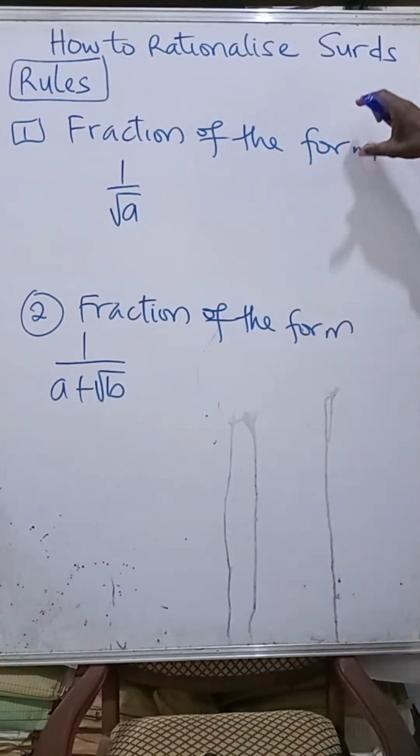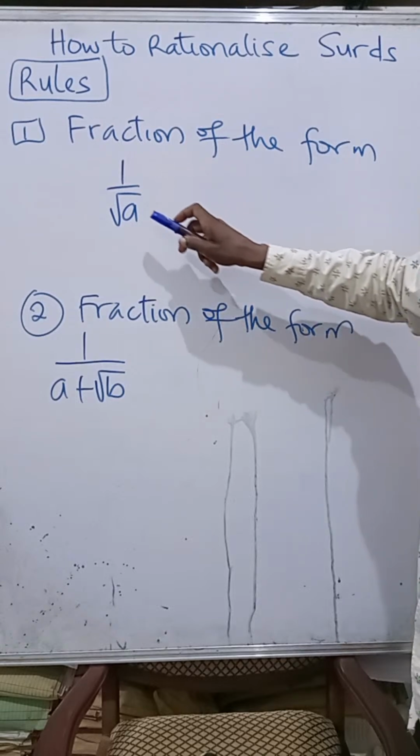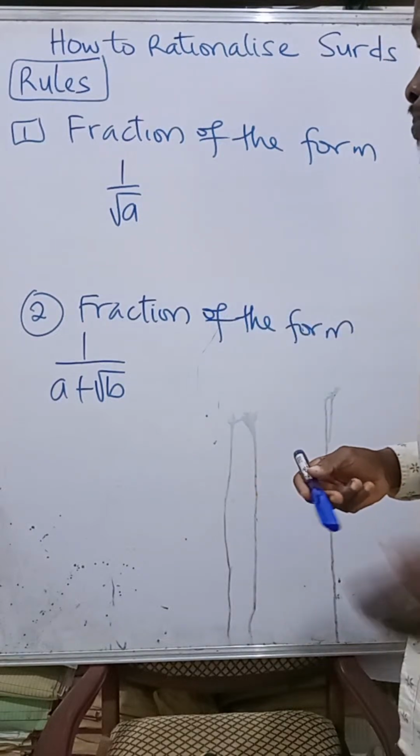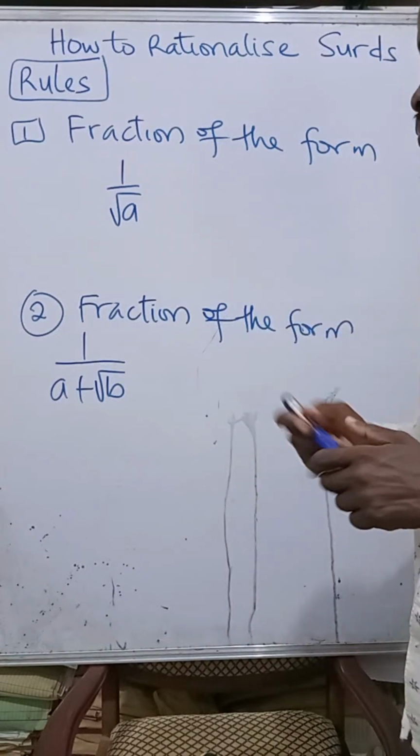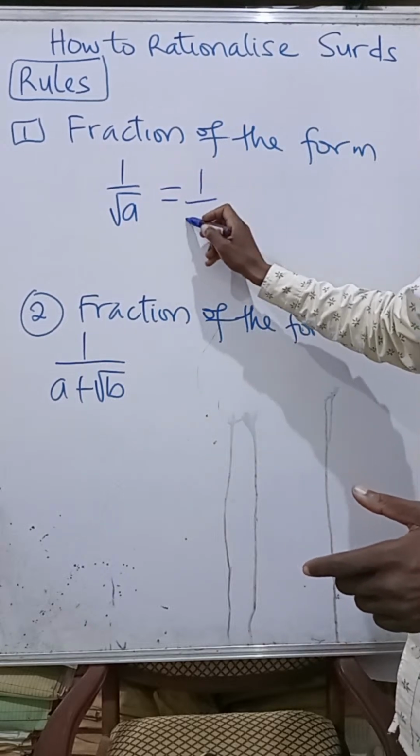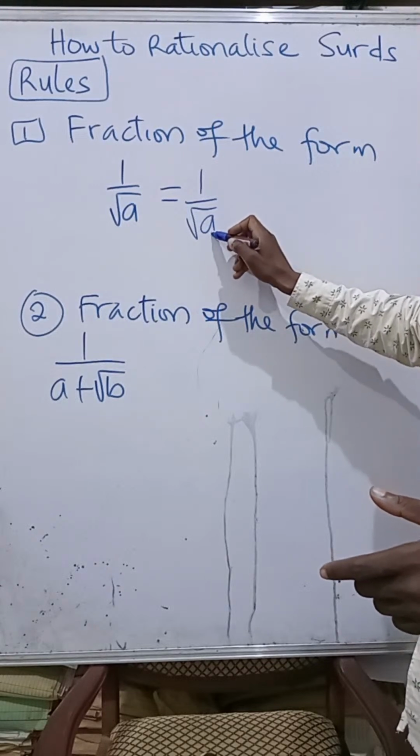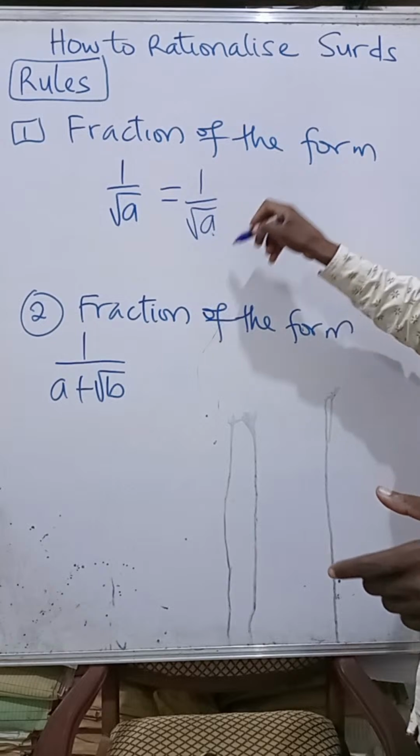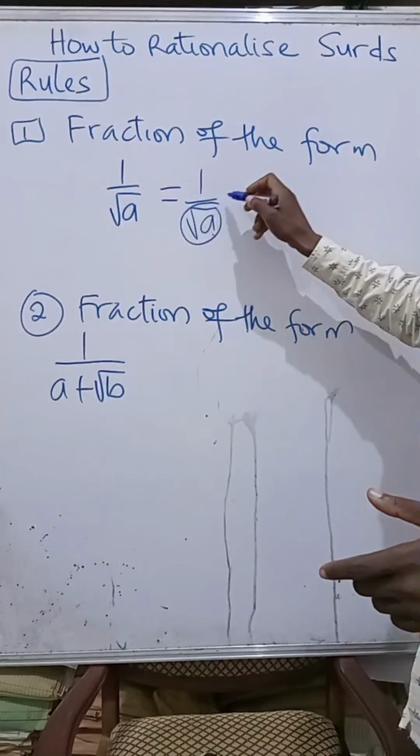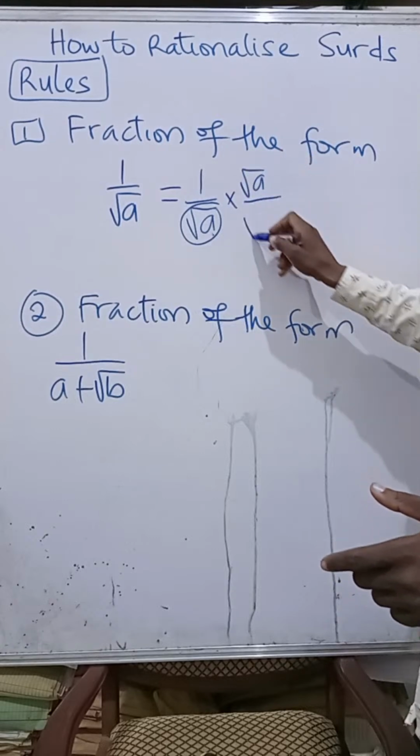Let's look at the fraction of this form, whereby the denominator is an irrational number. So what do you do? It's very simple. This is your question. The denominator is irrational. It's a root a. So you're going to use that denominator to multiply the numerator and the denominator.